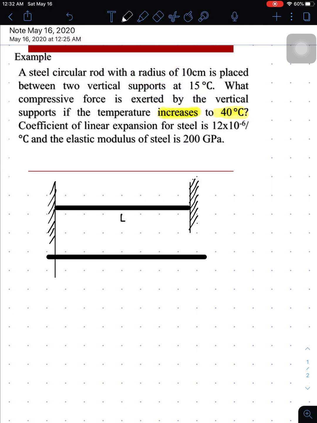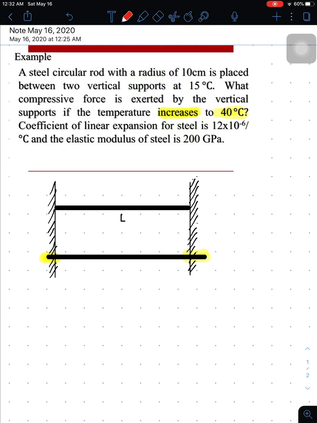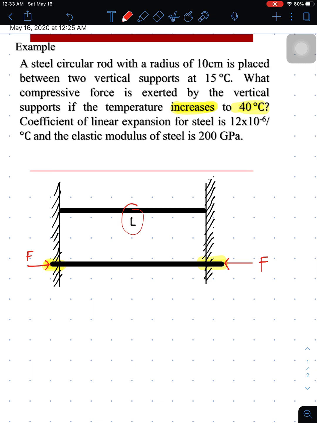From here, this is the support. As you can see, the member or length protrudes because of the increase in temperature, but this is exaggerated. But because the supports are rigid, the tendency is that the support gives an internal compressive force in such a way that our material does not expand, but remains at length L. That's the action of our support: it pushes inside our material of length L so that it cannot expand. So that's the compressive force the problem is asking for.